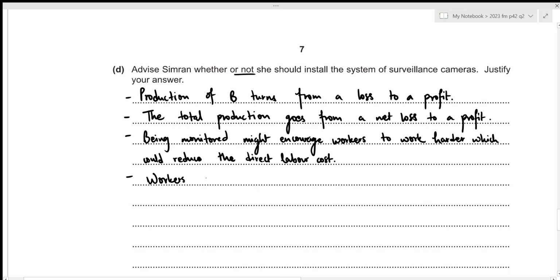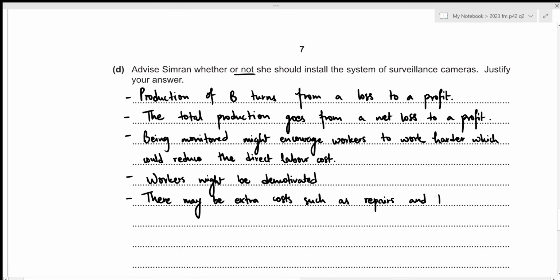Workers might be demotivated. And since we are including the surveillance cameras now, there might be extra costs such as repairs of those cameras as well as training to the staff in order to use those cameras. Let's write it down. There may be extra costs such as repairs and training.